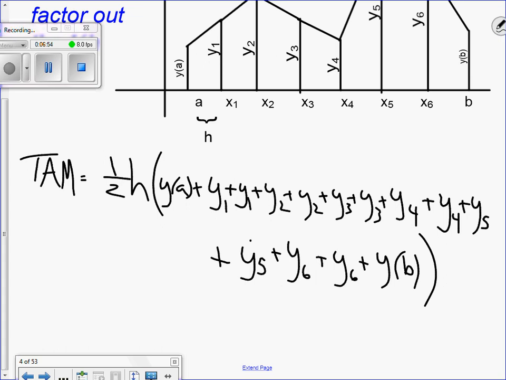You notice anything? There's 2 of all the internal bases. Why would there be 2 y1s and 2 y2s in this? Yes. Each one of these internal bases is a base for the trapezoid on the left and for the trapezoid on the right. That's why you see it twice. So let's clean this up a little bit.